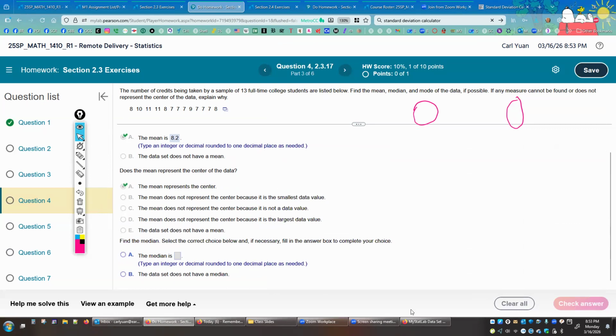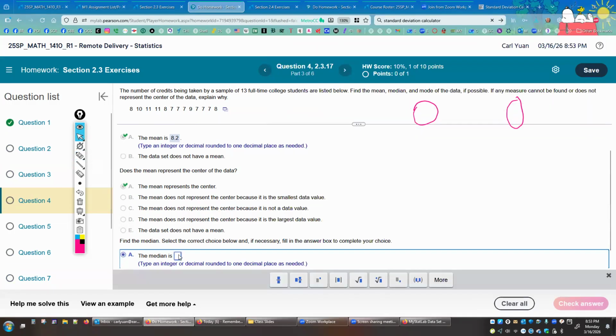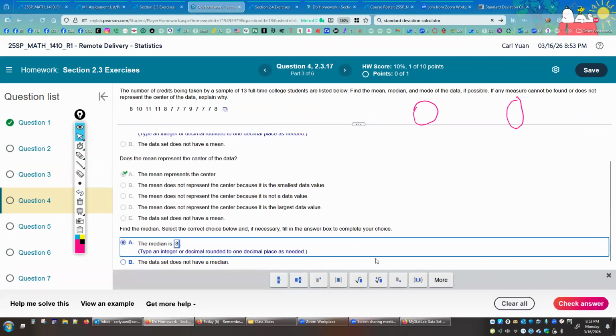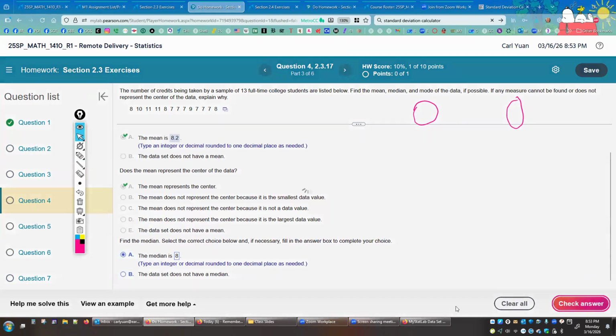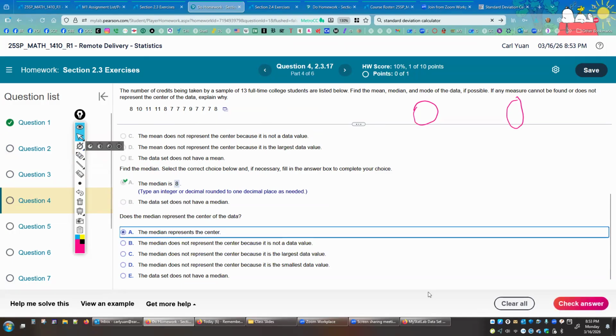Next, find the median. We can see the median from here also. Let's see what the median is. The median is 8. All right, and does the median represent the center of the data? It most certainly does, because the very definition of the median is the center.